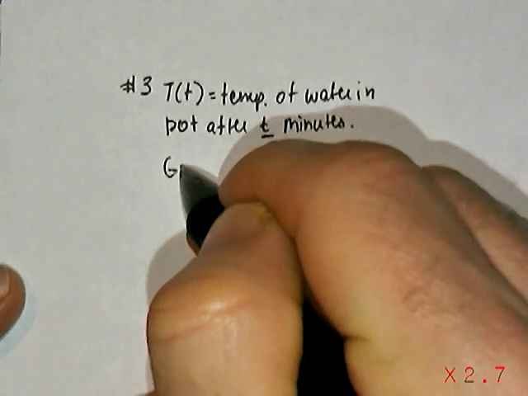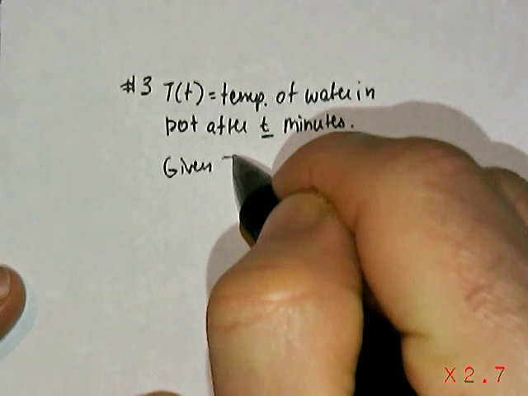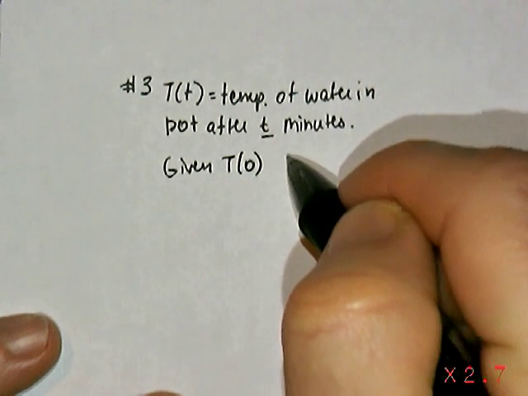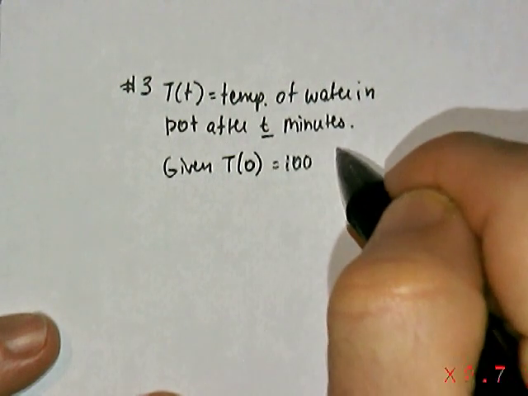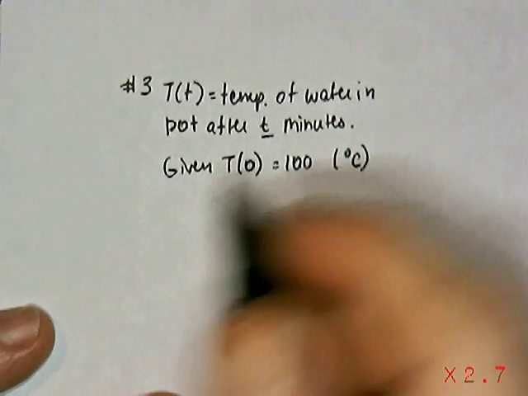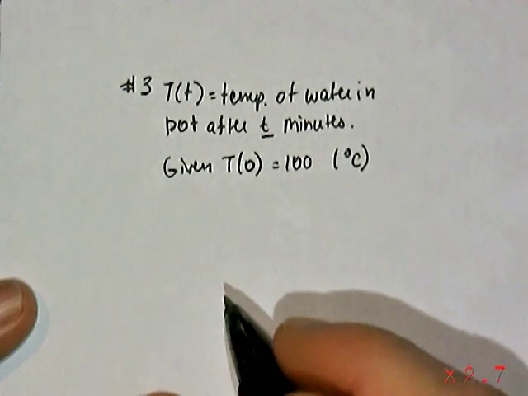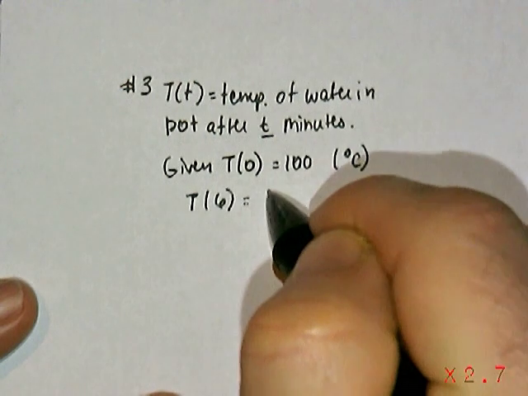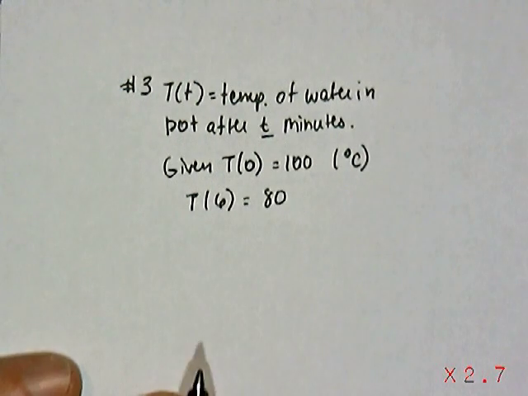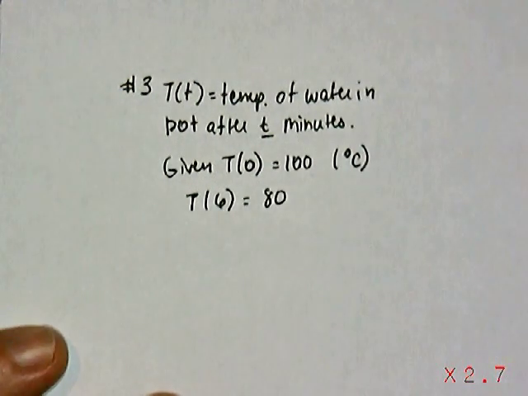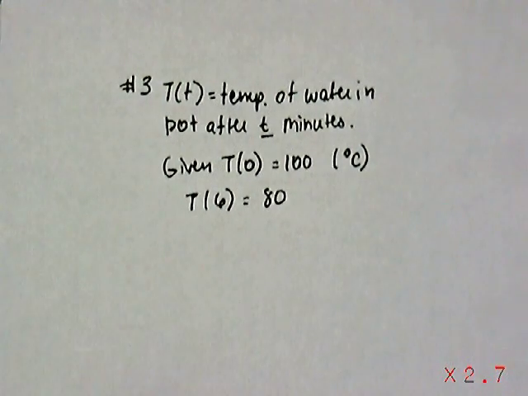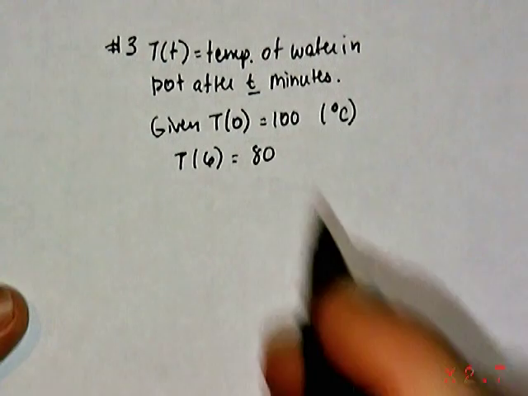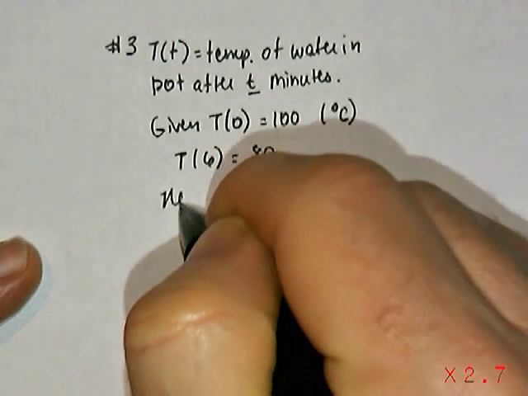So you've initially heated it up to boiling, so you're actually given in this case that the initial condition T of 0 is 100, and of course we're looking at degrees Celsius. But also you're given that after 6 minutes it's cooled down to 80 degrees. So that could be very, very helpful in terms of resolving what the differential equation is going to be specifically for this particular problem. So we go back to Newton's law of cooling.